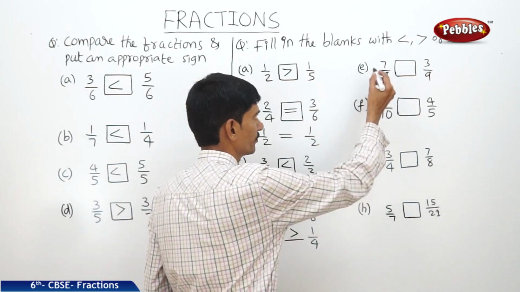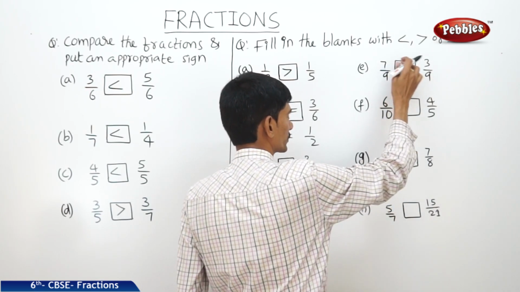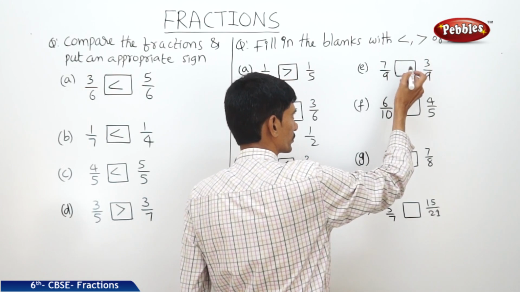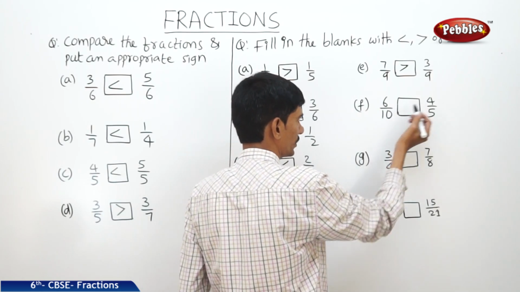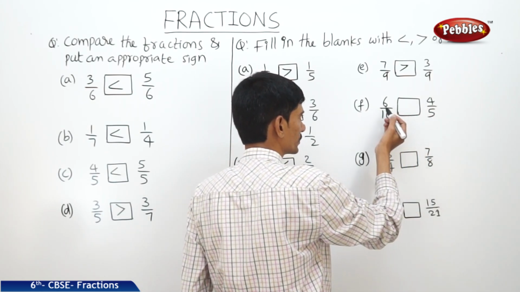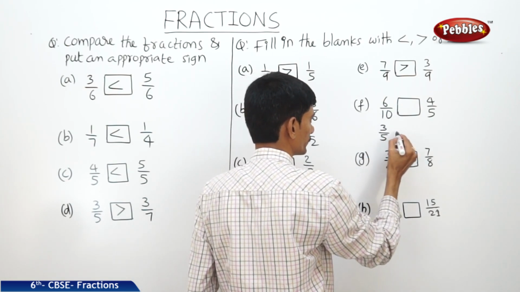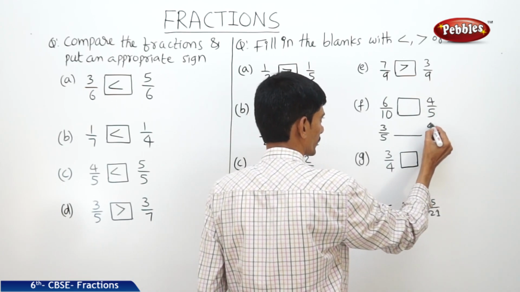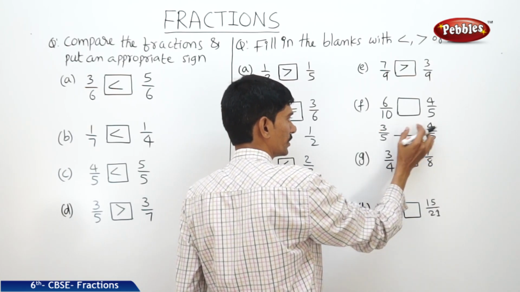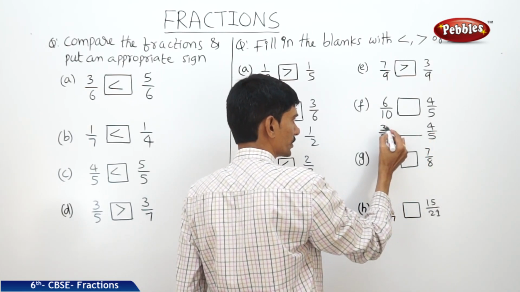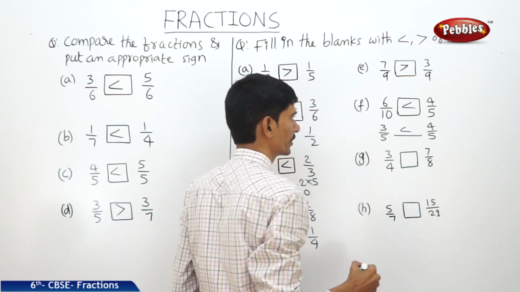Next, 7 by 9 dash 3 by 9. Here the denominators are already equal. When you compare the numerators, 7 is greater than 3, so 7 by 9 is greater than 3 by 9. Next, 6 by 10 dash 4 by 5. If you write 6 by 10 in the simplest form, we get 3 by 5 dash 4 by 5. When the denominators are equal, you can compare the numerators. 3 is less than 4, so 3 by 5 is less than 4 by 5. So 6 by 10 is less than 4 by 5.